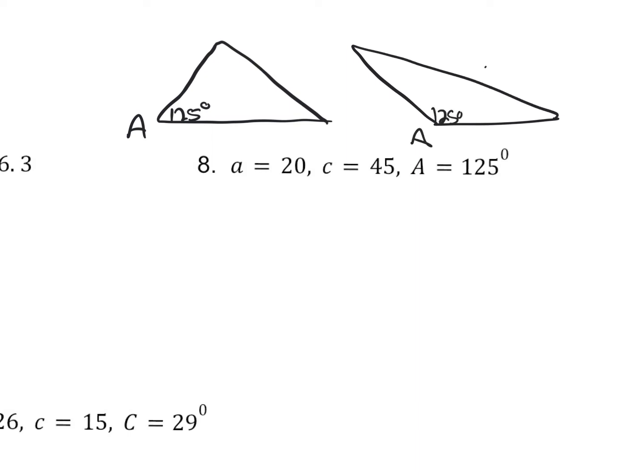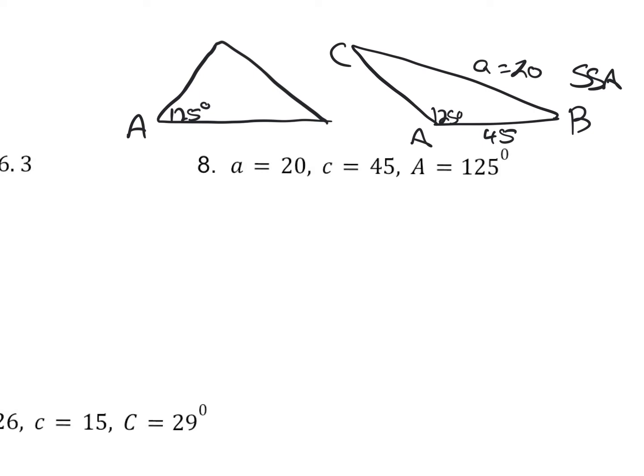125, side A is 20. Let's go B here, C here. What else do we know? Side C is 45. So here's what I know this time. I know side angle, or ASS, sorry, angle side. Remember, this is a pain because it could be no triangles, it could be two triangles, or it could just be one, and it's all based on the angle.